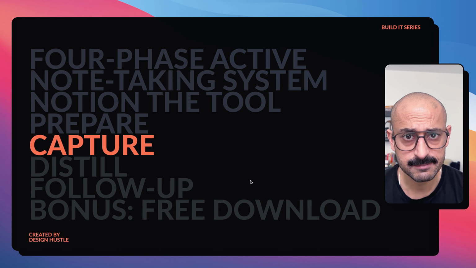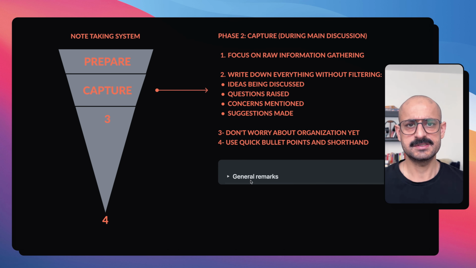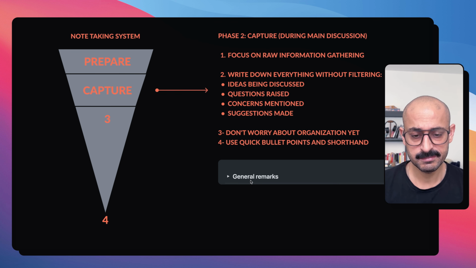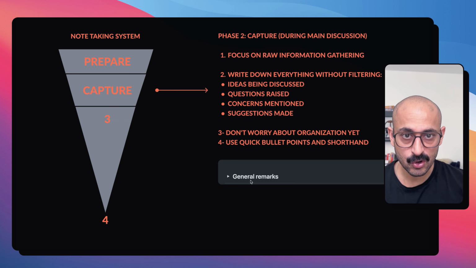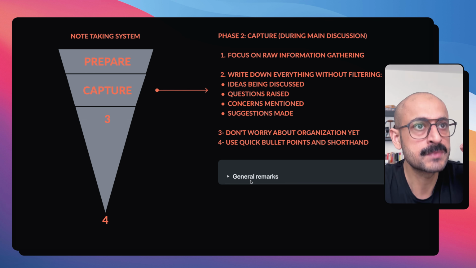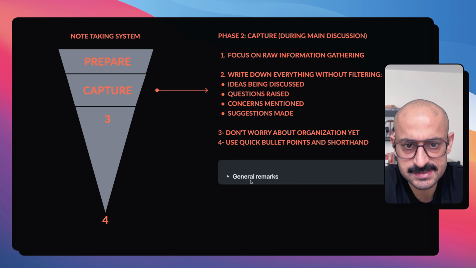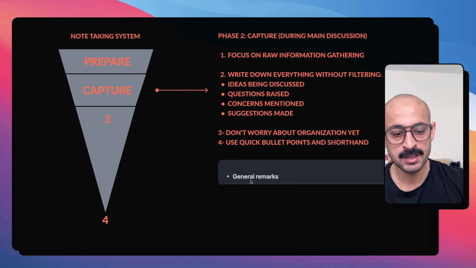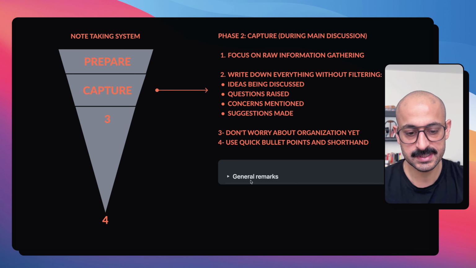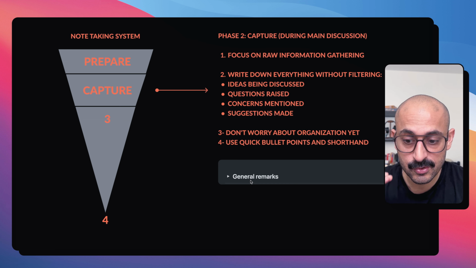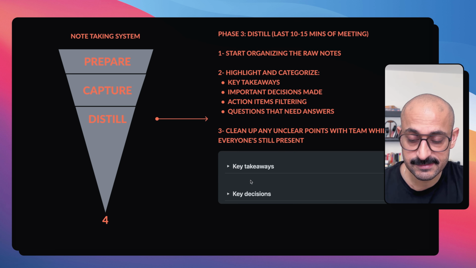The next phase is called capture. Capturing, as the name suggests, is pretty straightforward. However, just make sure this happens during the main discussion. So just focus on raw information capturing. Just write down everything without filtering. So just make sure if there are any questions raised or there are concerns that are mentioned or suggestions that are made, just start writing them down. Don't worry about organization at this moment. It's just quick bullet points, shorthand, however you feel comfortable. Because in the next phase, we are now going to go into what we call distilling this information.